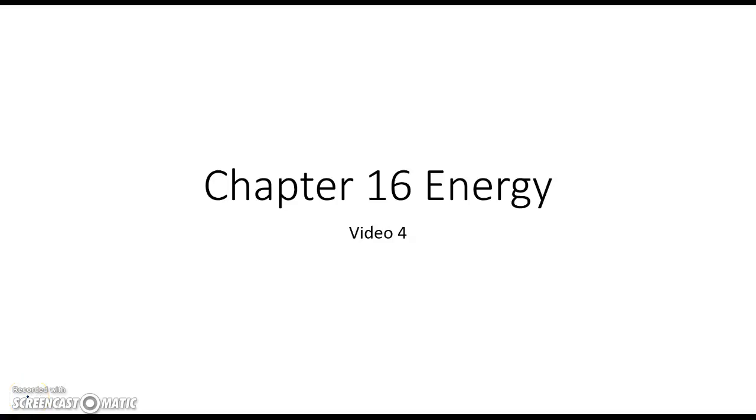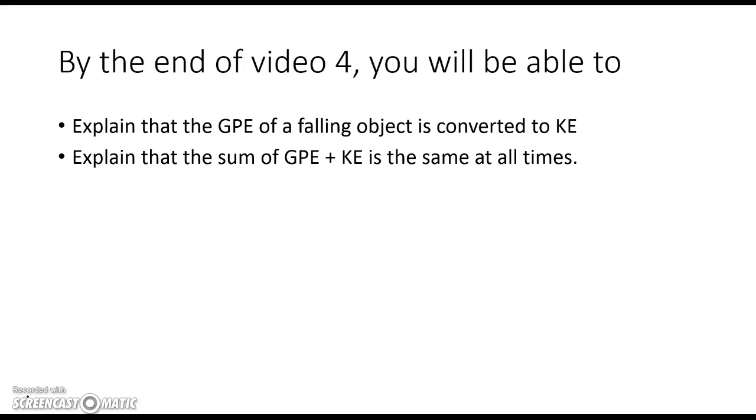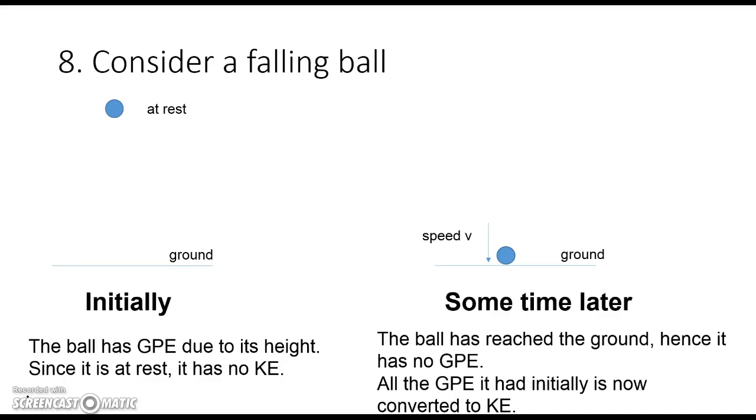Hello and welcome to Chapter 16 Energy, video number 4. By the end of this video, you will be able to explain that the gravitational potential energy of a falling object is converted to kinetic energy. You will also be able to explain that the sum of gravitational potential energy and kinetic energy is the same at all times. Okay, so let us consider a falling ball.